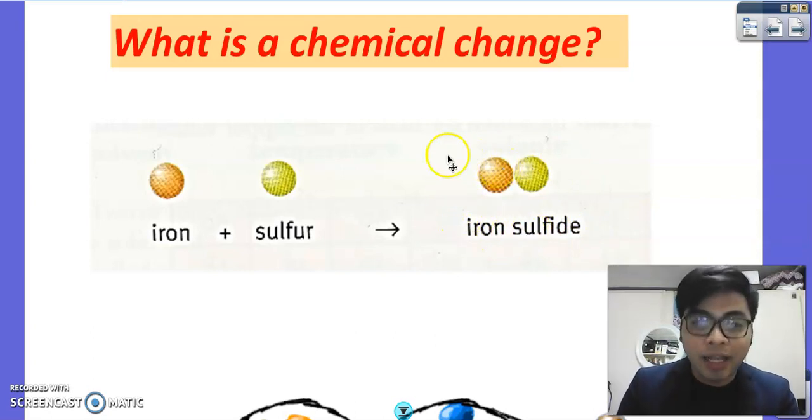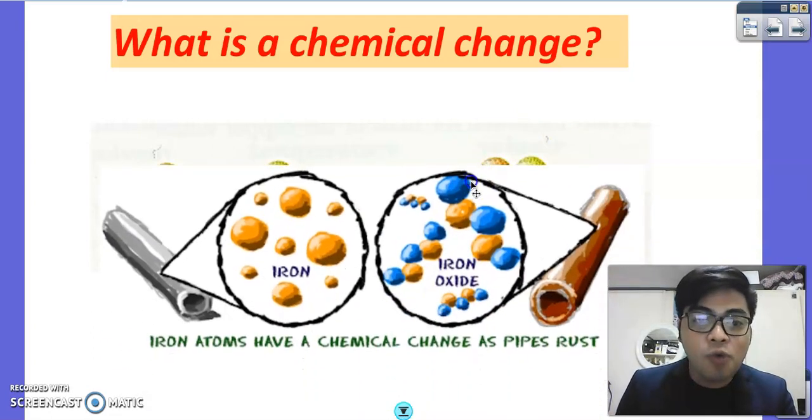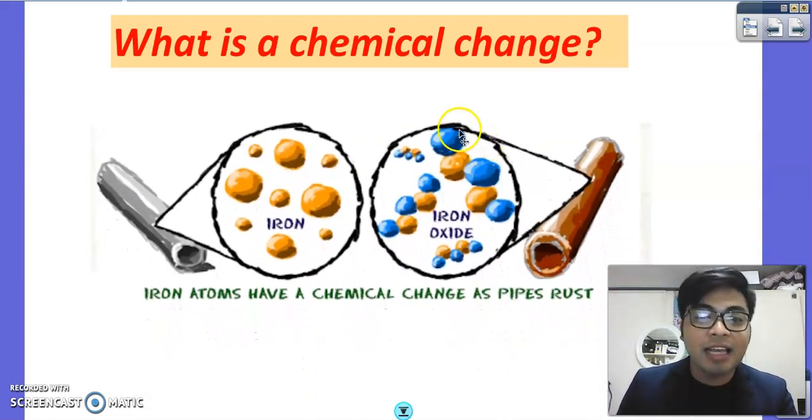Then look at that. This one is just an individual circle, but if we combine them together, we now form iron sulfide, which has two circles here. A totally different kind of compound. So we changed here the chemical components of the compound.